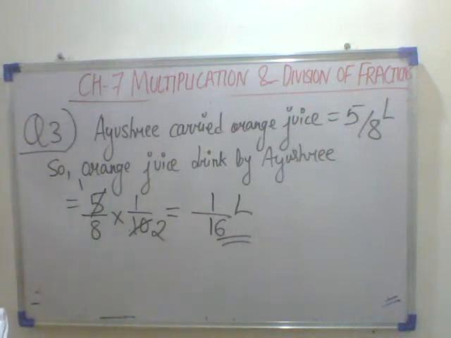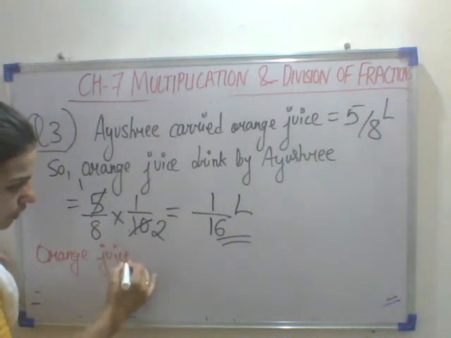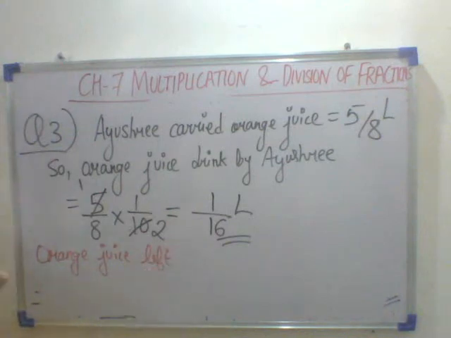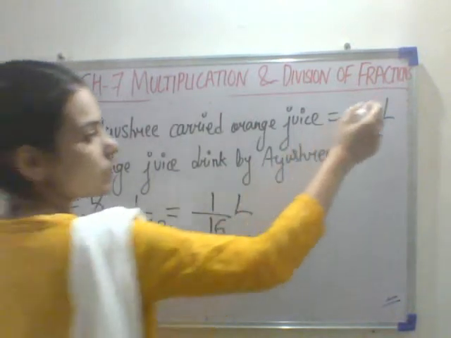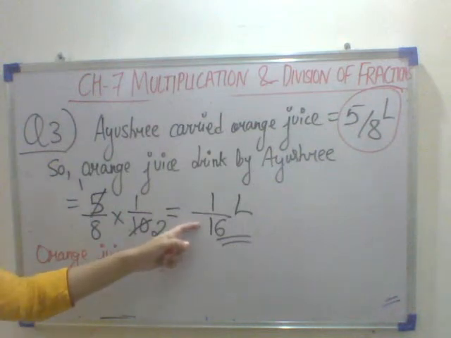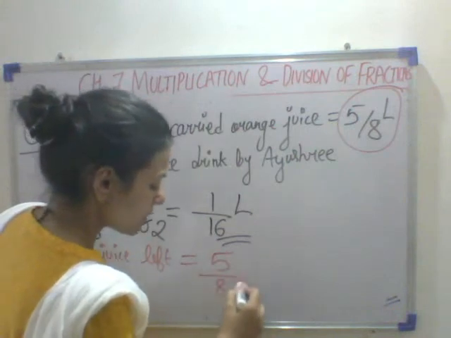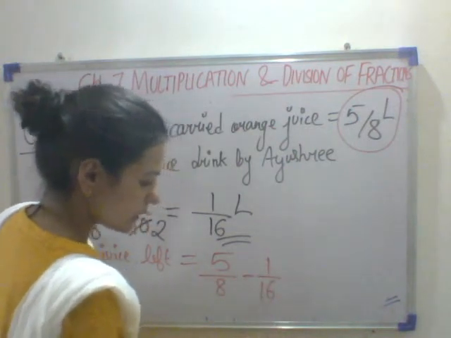Now in this question, it is also asked how much was left. The second part of the question that you have to find is how much is left. So we will be finding the orange juice left. So how will we find how much orange juice is left? That is this total orange juice, 5/8 liters. We will be subtracting it with 1/16. 5/8 minus 1/16.